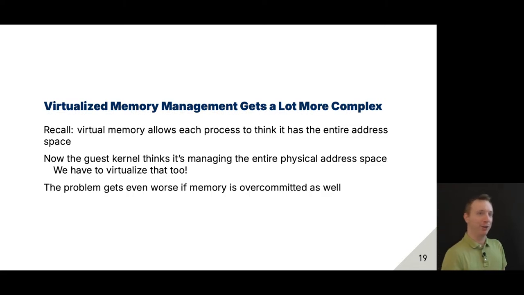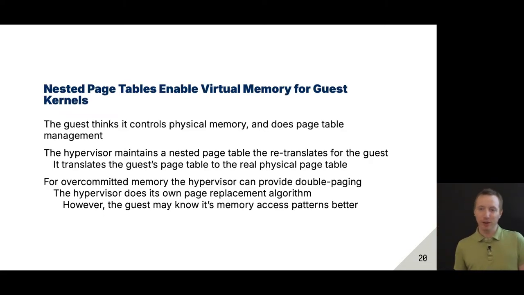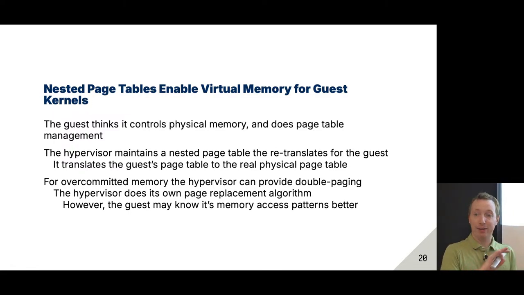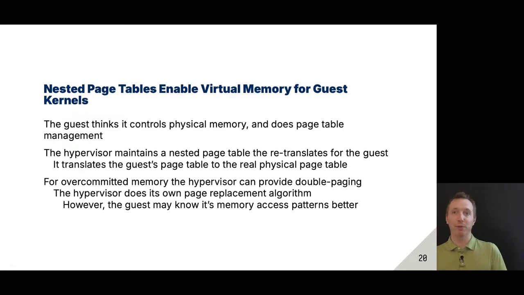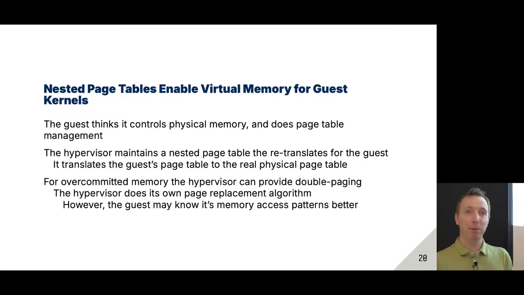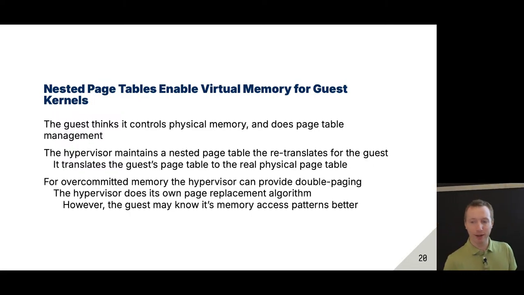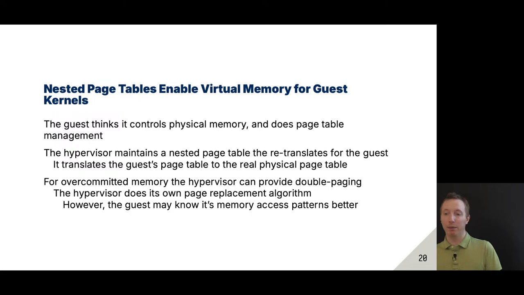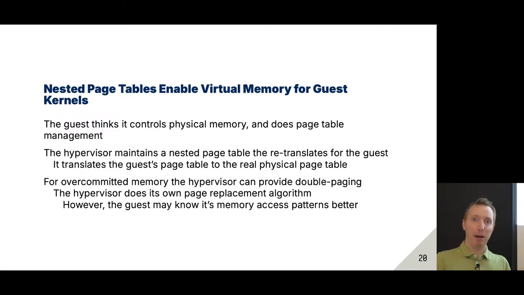So if you thought just multi-level page tables were bad, now we have two levels of page tables. So technically you have a nested page table. Like I said, the guest thinks it controls physical memory and does its own page table management, but the hypervisor actually controls physical memory in this case. So it would have a page table as well that has valid mappings for that guest or that virtual machine.